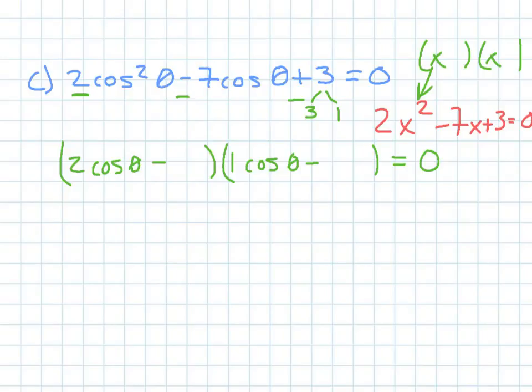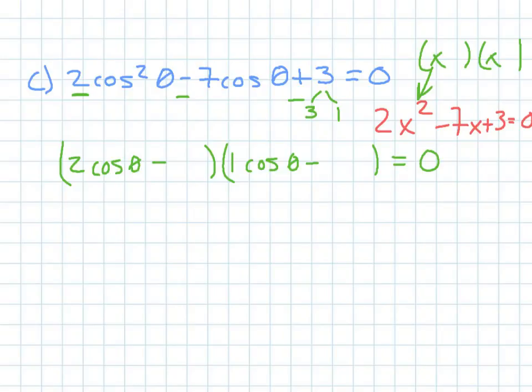So if I put it here and here, let's check. You'd have 2 cosine squared theta on the outside, or the first ones. Then on the outside you'd have negative 2 cosine theta. On the inside you'd have negative 3 cosine theta. Putting those together, negative 2 minus 3 gives you negative 5. So that doesn't really give you what you want, so let's take those out.